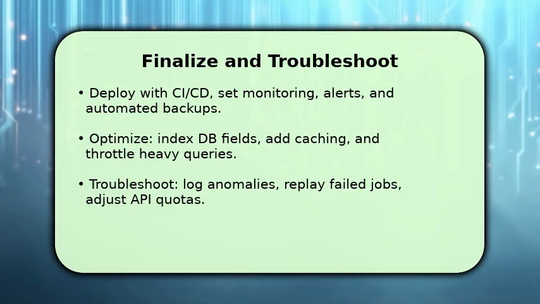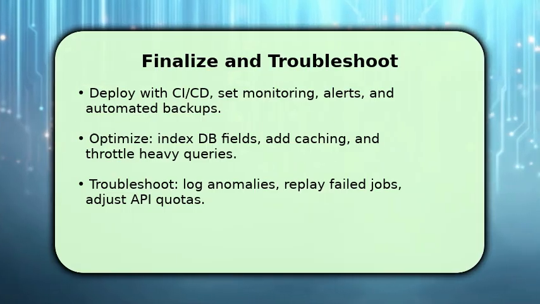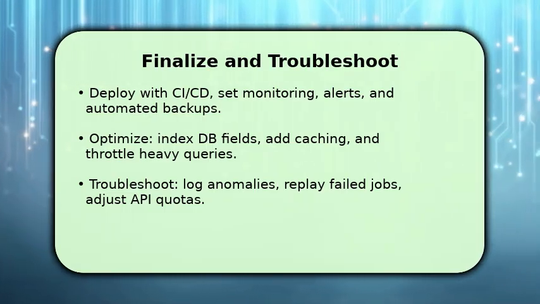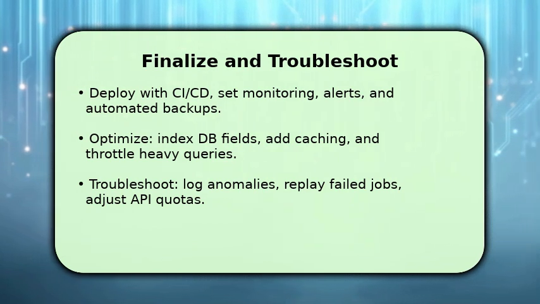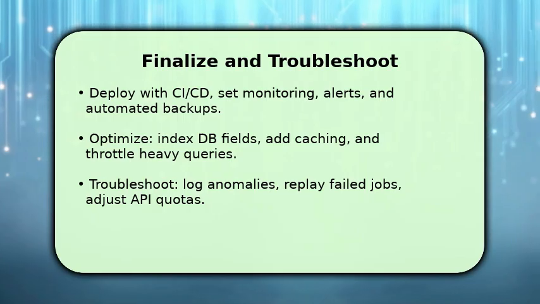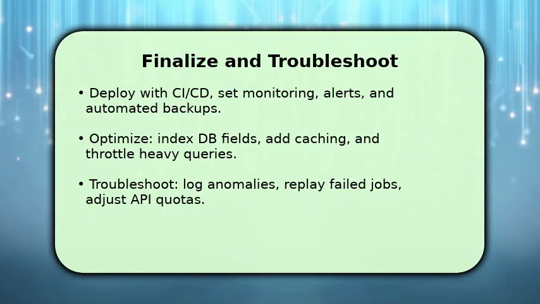If something goes wrong, check logs first, replay failed ingestion jobs, and review API quota or credential errors. Make sure to surface meaningful error messages to users. Finally, iterate on scoring and UX based on real usage and feedback.